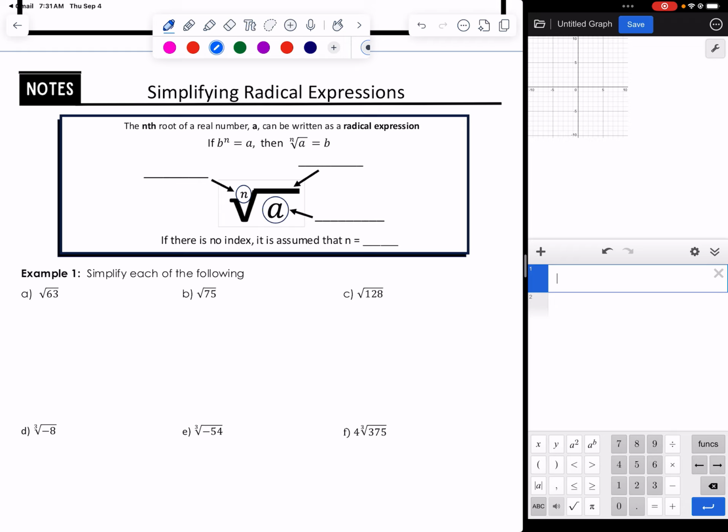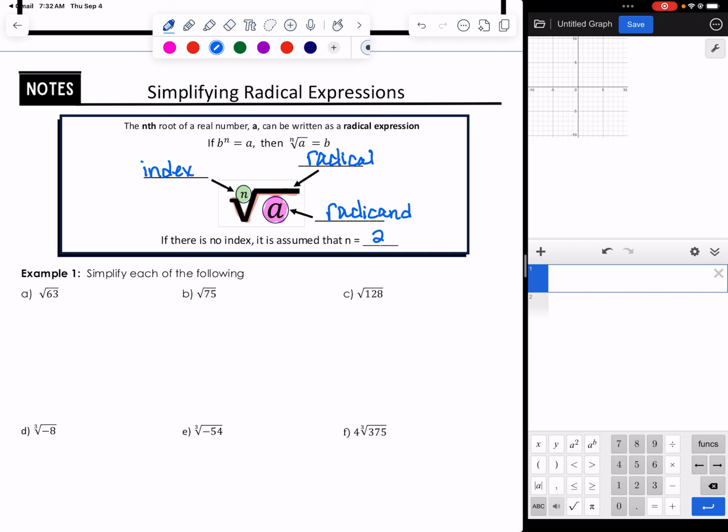Now, in your radical expression, this number right here is called your index of the radical. The symbol here is called your radical. And the number under the radical, this number here, is called your radicand. If there is no index, then it will be assumed that n is equal to 2.